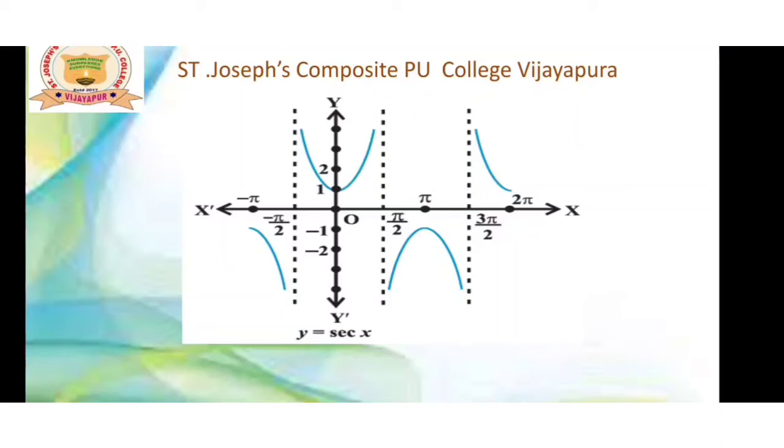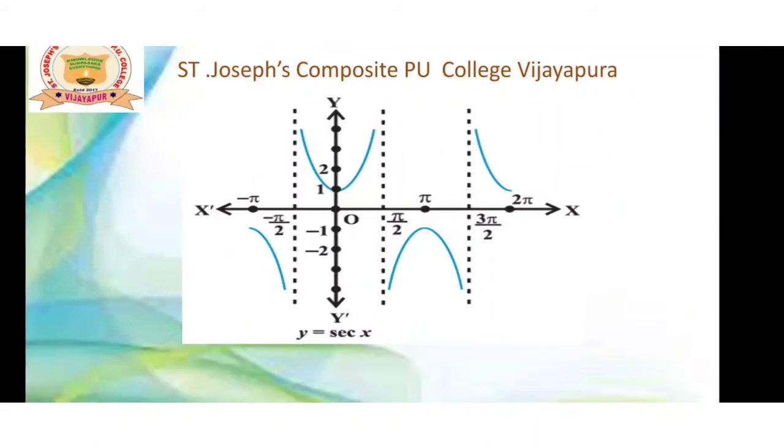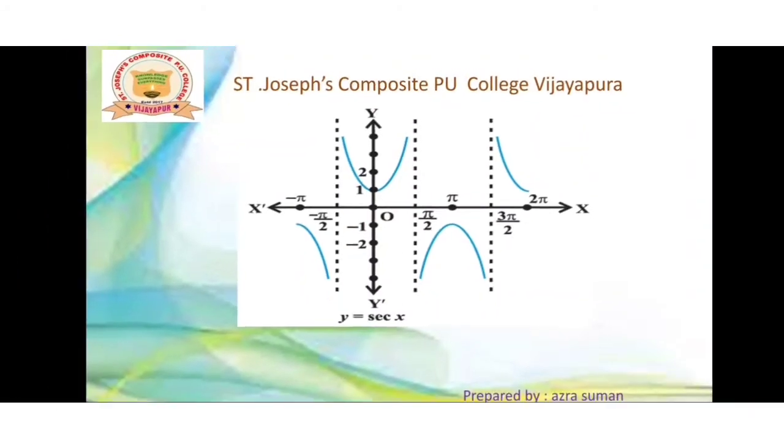So here the domain of sec x will be all real numbers except 2n plus 1 into pi by 2. And the range is minus infinity to infinity except 0, that is, y belongs to R, y is less than or equal to minus 1 or y is greater than or equal to 1.